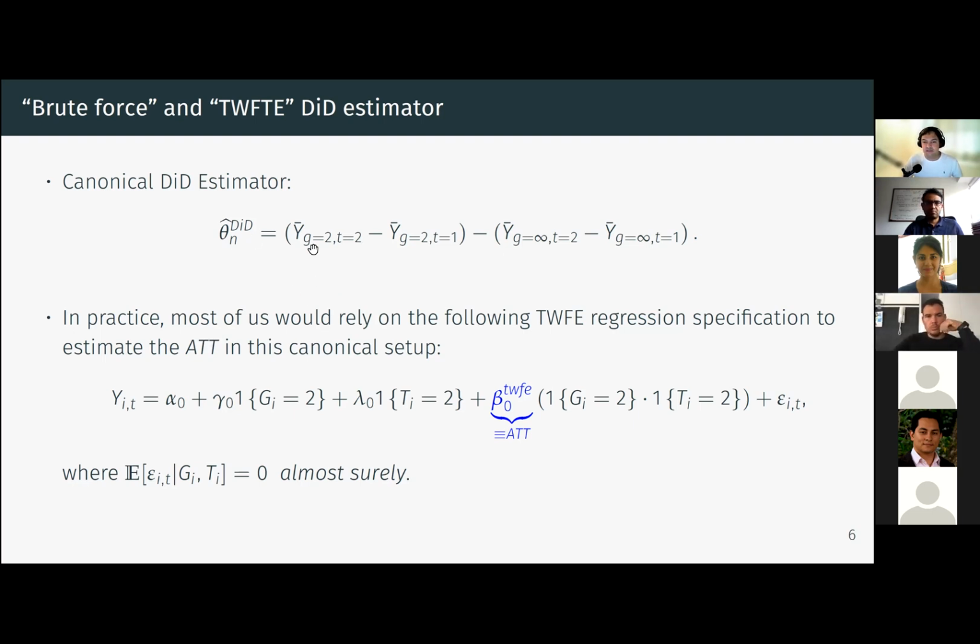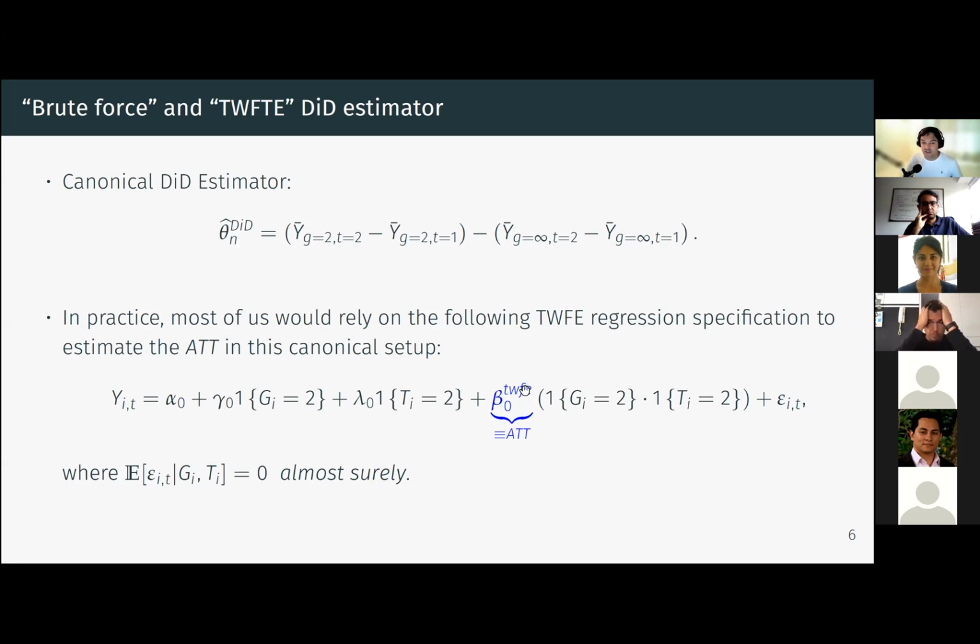So instead of doing this comparison of means or DID by brute force, I'm going to run a regression of the outcome for unit i against an intercept, a group dummy, a dummy variable for whether I am treated or not, a post-treatment dummy, and the interaction between group and post. And it's very easy to show that the beta here, beta naught two-way fixed effects from this canonical specification, is going to be numerically the same as this theta hat DID here. Right, so this is a numerical equivalence.